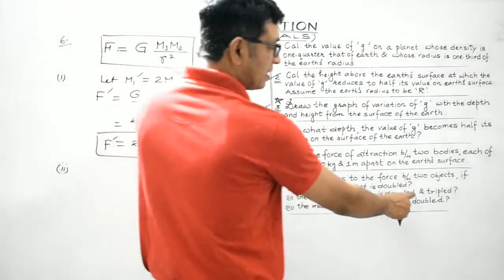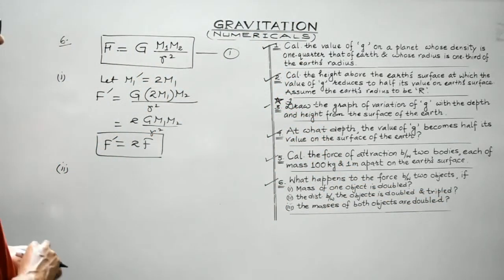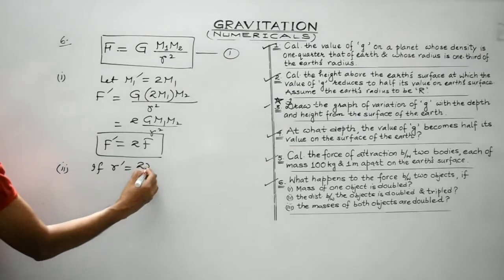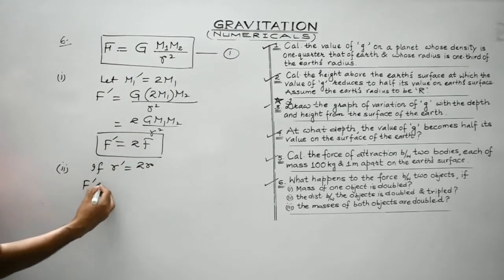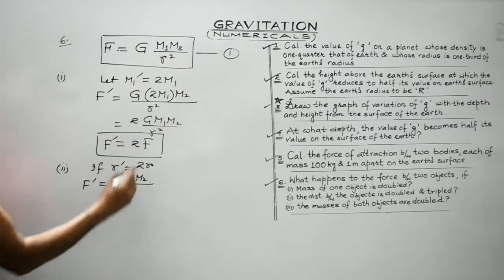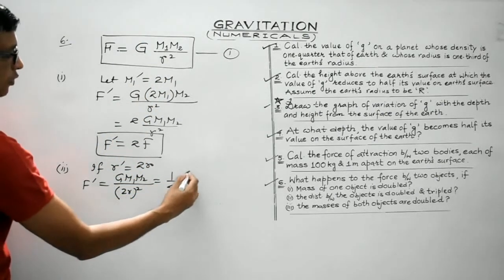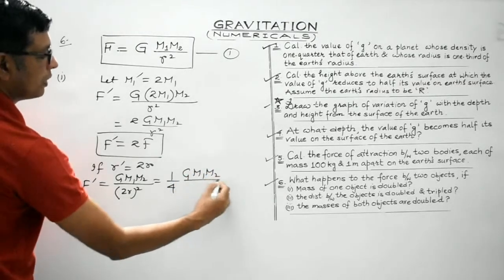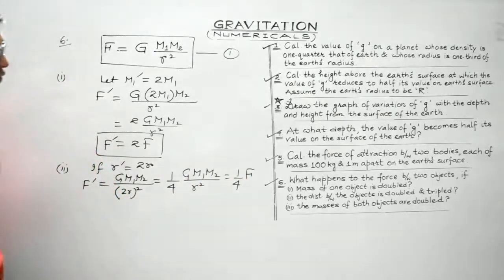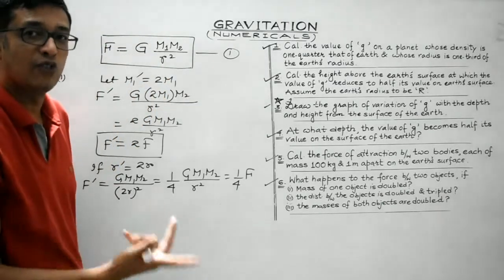Okay. Let's consider the second part. The distance between the objects is doubled and tripled. There are two parts. First we consider when the distance between the objects is doubled. Now look over here. If r dash is equal to twice r, then F dash will be equal to, masses remaining the same, m1 m2, and instead of writing r, we will write 2r. So it will be 1 by 4 G m1 m2 by r square, that is 1 by 4 of the original force. So students, if the distance is doubled, then the force will become a quarter, that is 1 by 4th.